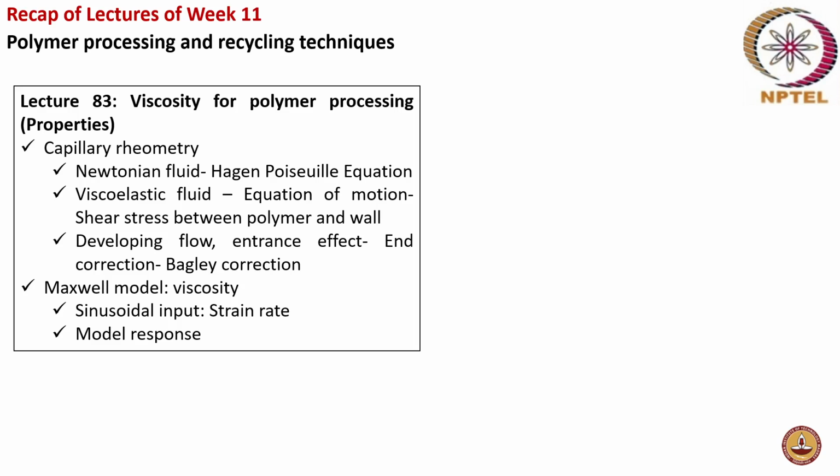Next, the final lecture of the week was on viscosity for polymer processing, which is again a property based lecture. Okay, so in this lecture, capillary rheometry was discussed. For a Newtonian fluid, you use the Hagen-Poiseuille equation, whereas for a viscoelastic fluid, the Hagen-Poiseuille equation is not valid. So how do you derive the relation? Based on the equation of motion and shear stress between the polymer and the wall. Okay, and what happens in the developing flow, and the entrance effect.